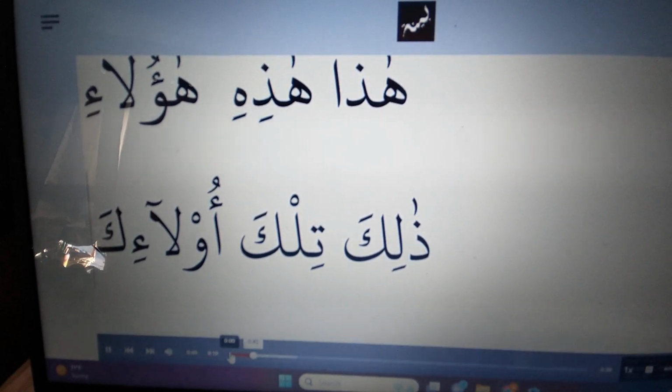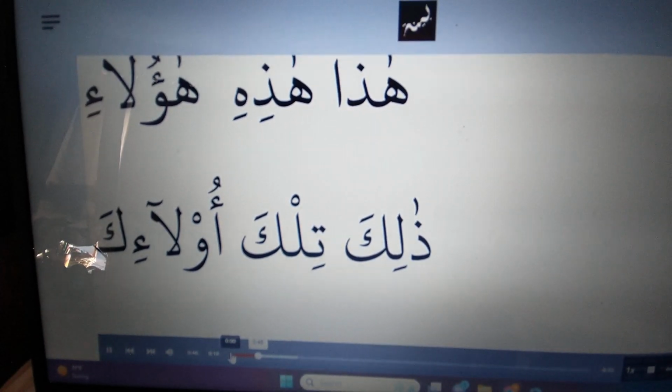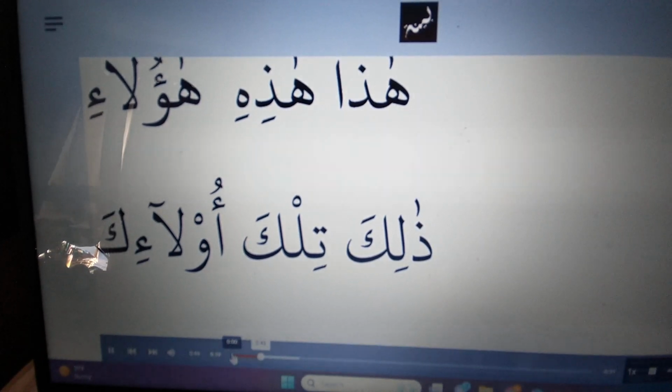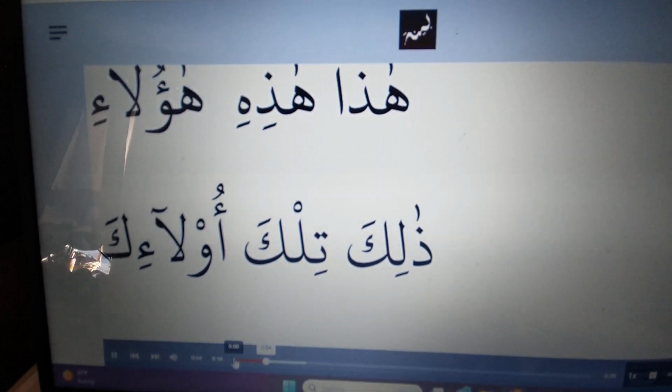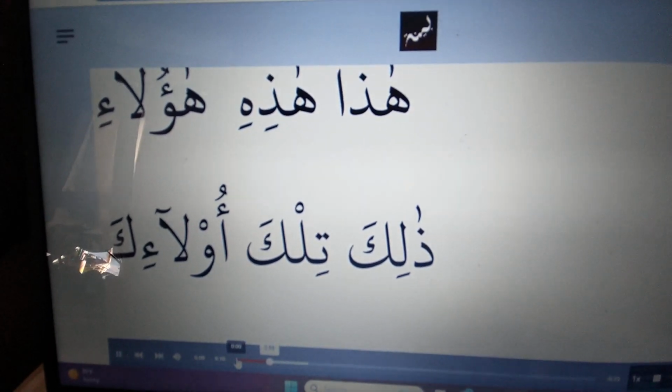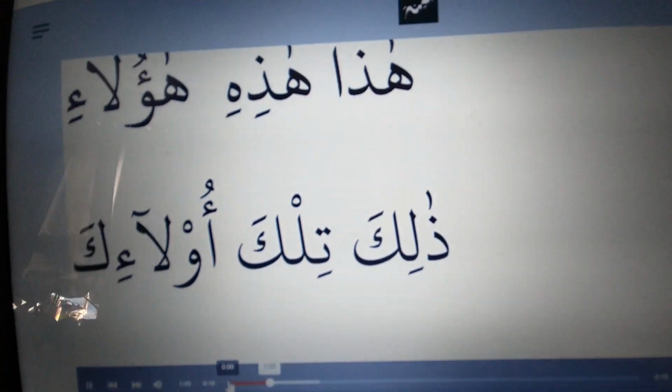The second line is dhalika, tilka, and ulaika. Dhalika means that. Tilka is that also, but it's used for the feminine. And ulaika is used both ways, those. So the top line is this and these, and the second line is that and those. So pointing nearby is hada, hadihi, haula'i. Pointing far away is dhalika, tilka, and ulaika.